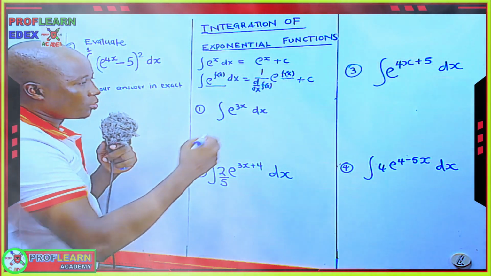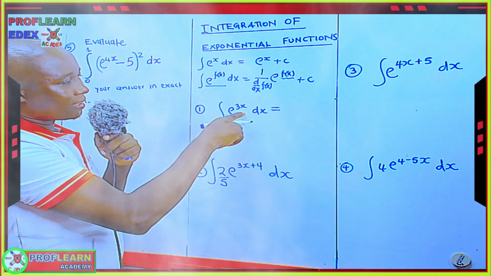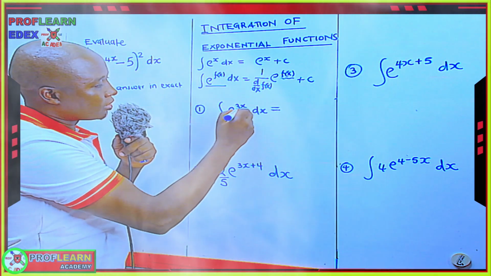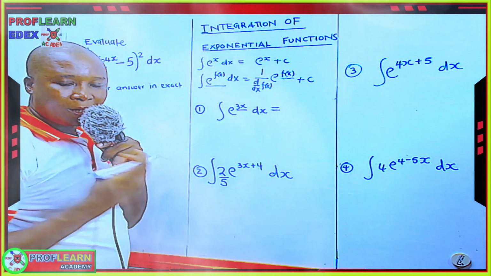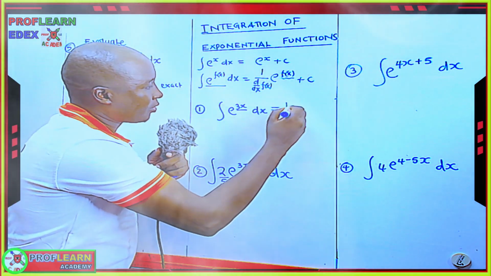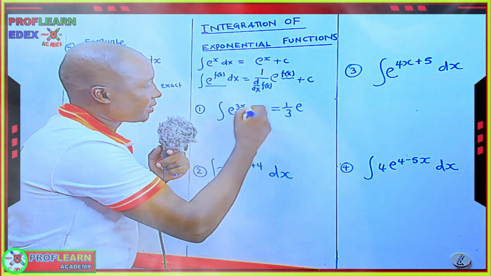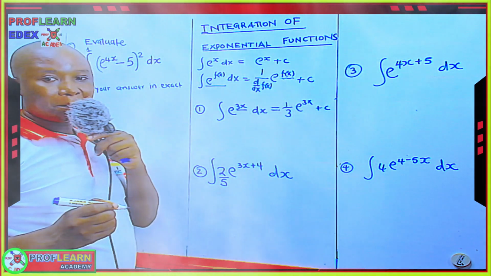So let me just show you what we're going to do here. If we are integrating this, we are going to differentiate the power. If you differentiate 3x with respect to x, we are going to get 3. So we are going to say 1 over 3, then we shall write the function the way it is, then we shall say plus c.